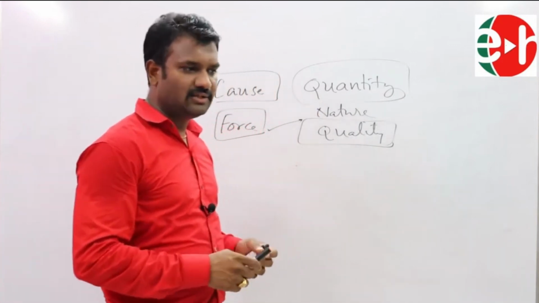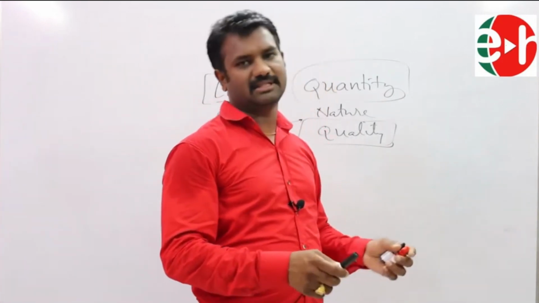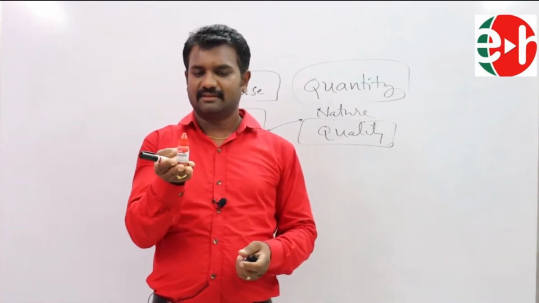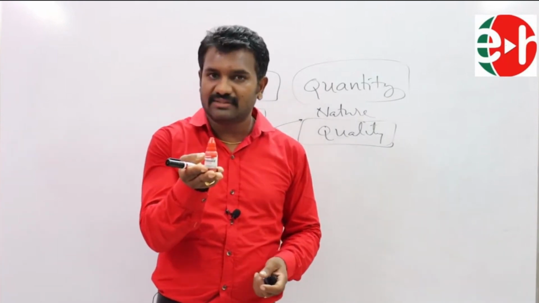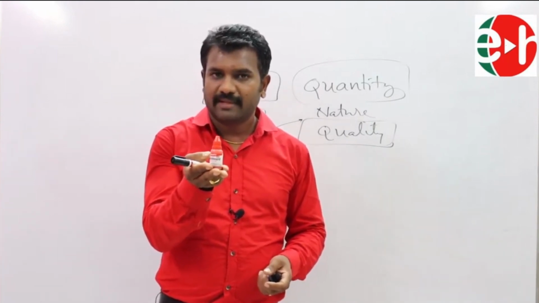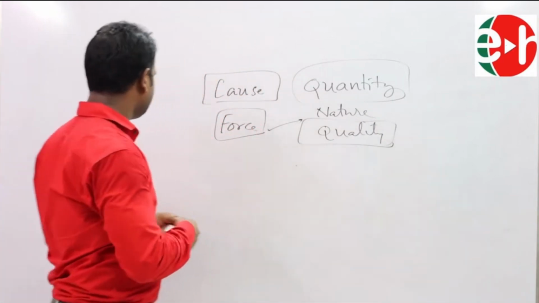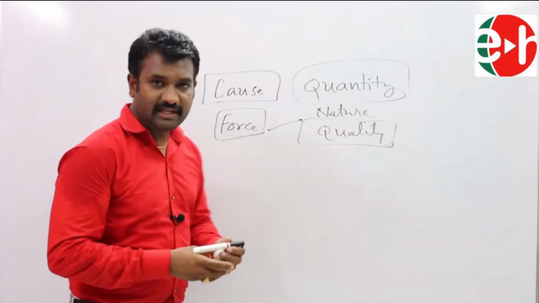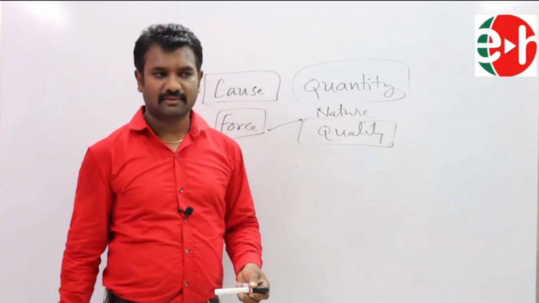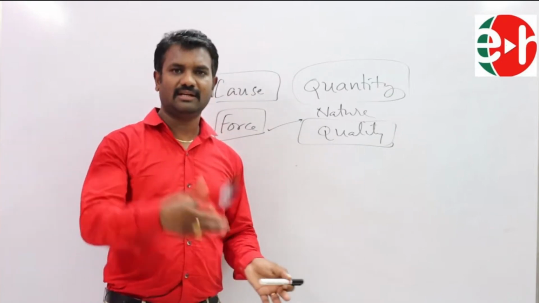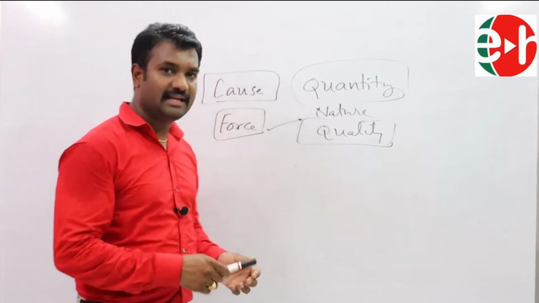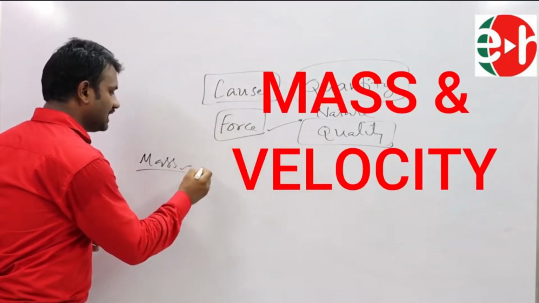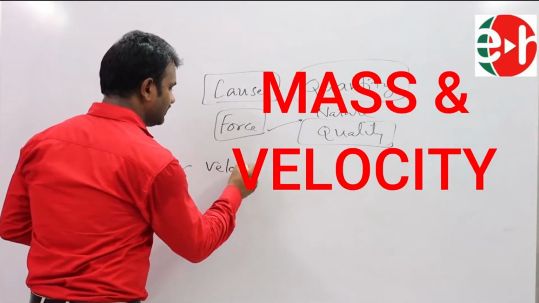Before discussing that, we need to study about the objects. If you take any object, if it is at rest, it has no velocity, it has mass only. But if I throw it like this, it has two parameters. It has mass as well as velocity.